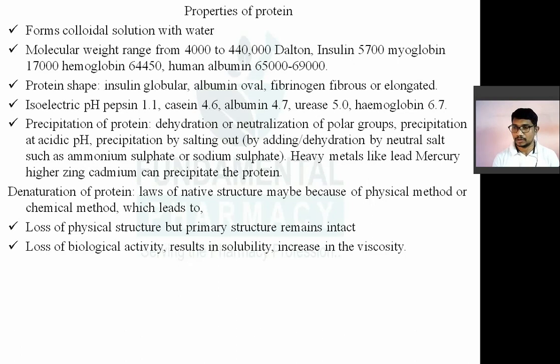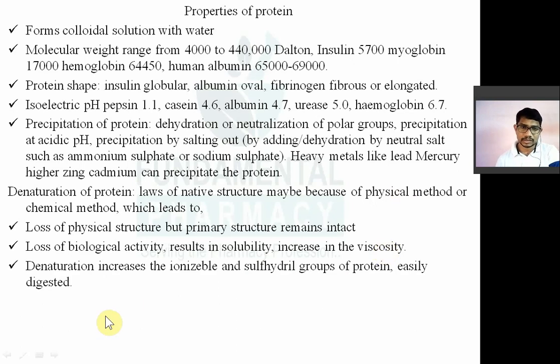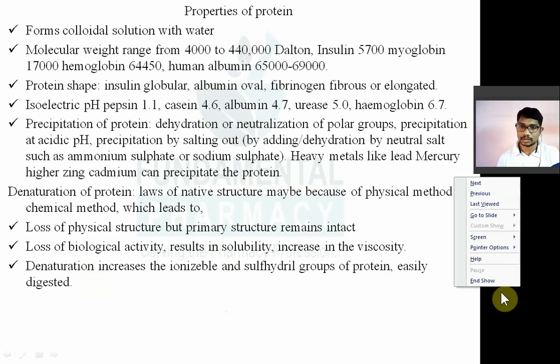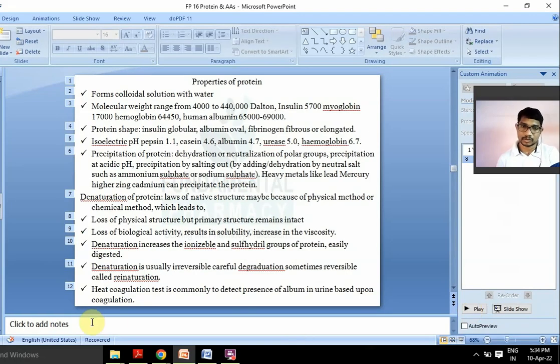Suppose that there is one test known as the urine albumin test. Denaturation again increases the ionizable and sulfhydryl group content in the protein. So denaturation increases the ionizable groups and sulfhydryl groups in the protein. जैसे क्वार्टरनरी या टर्शियरी स्ट्रक्चर के प्रोटीन का आपने डीनेचुरेशन किया, तो उसमें क्या होगा कि देयर इज अ डिस्टर्बेशन ऑफ योर डाइसल्फाइड बॉन्ड. सो यू विल गेट सल्फहाइड्रिल ग्रुप्स. ओके, सो आयनाइजेबल ग्रुप्स आर इंक्रीज्ड बिकॉज ऑफ दिस डीनेचुरेशन.